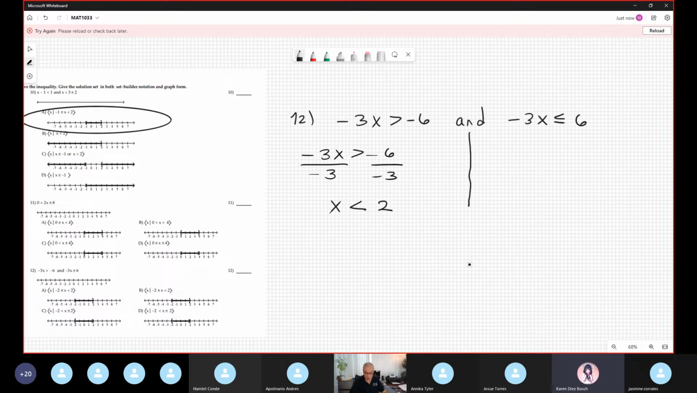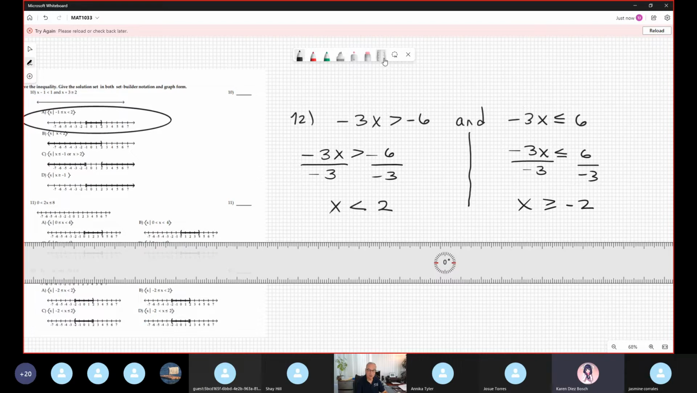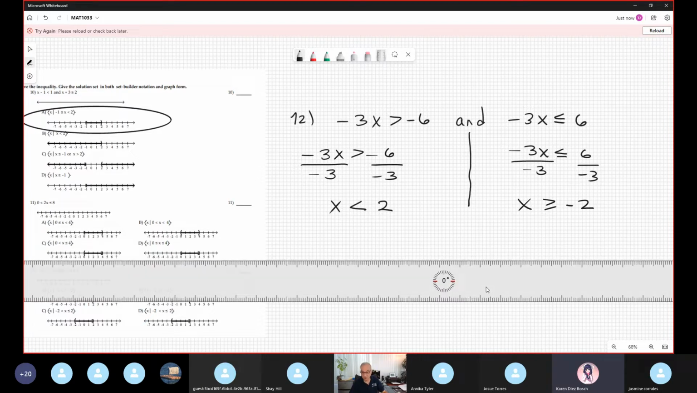Do you follow me? Likewise, minus 3x less than or equal to 6 divided by negative 3. X alone is greater than, again, the same situation, divided by a negative number. This is minus 2. Now ready to connect both solutions in order to find the final answer for the compound inequality.